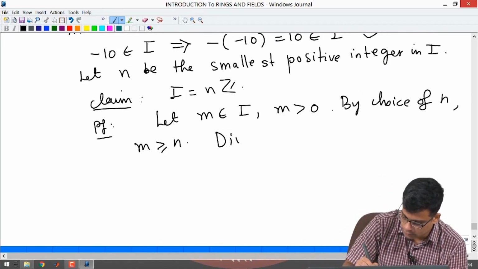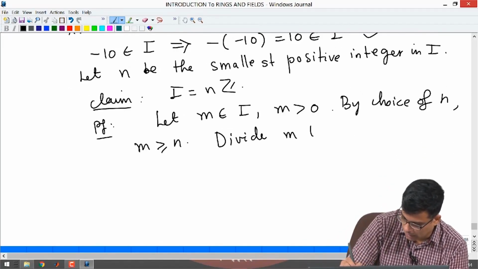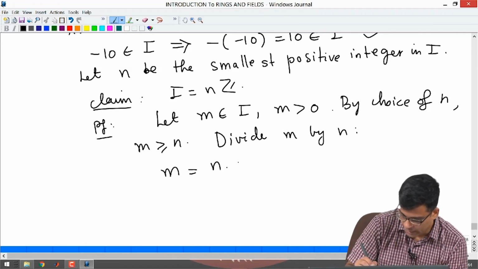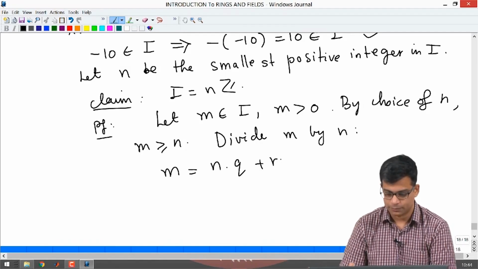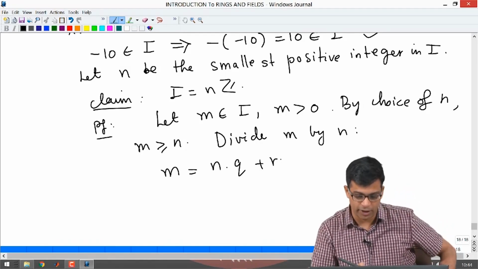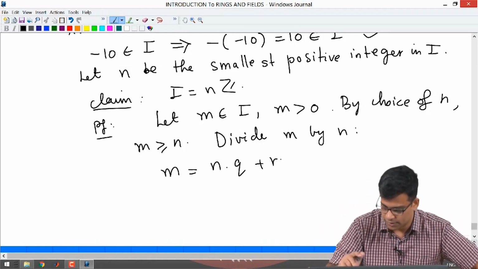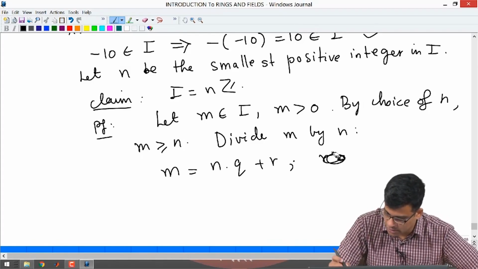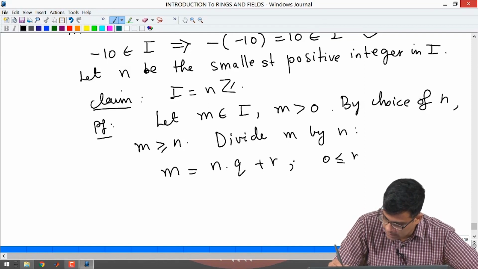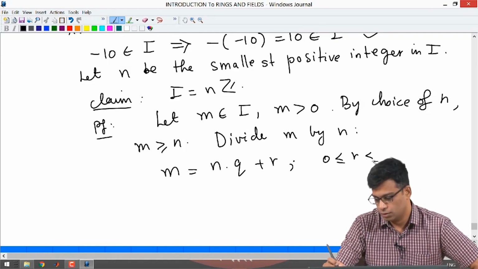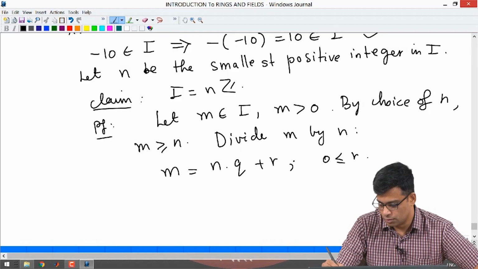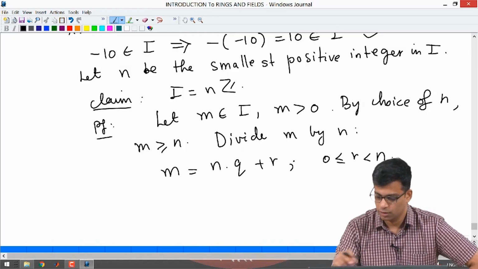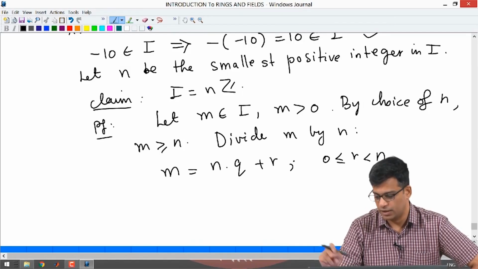Now, divide m by n. So, what we can do is m is equal to n times q plus r, right. We can always divide m by n and write it like this. And what is the property of r? r is greater than or equal to 0 and strictly less than n, because we are dividing by n, the remainder will be strictly less than n.